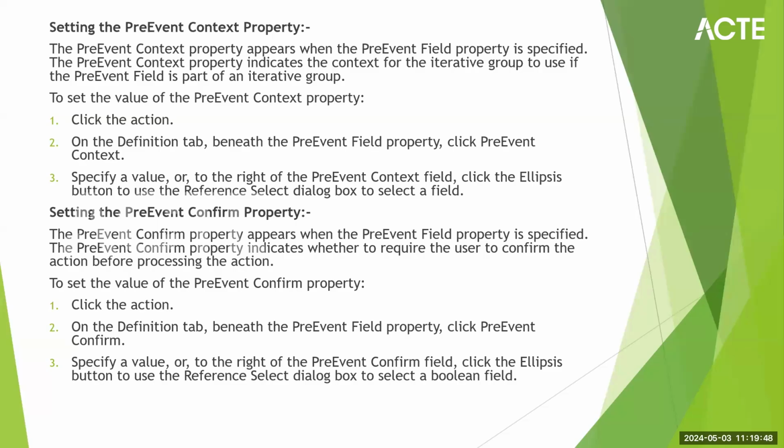How do you do that? Click on the action on the definition tab beneath the pre-event field property, click on the pre-event confirm and specify a value to the right of that. If you have any existing field which is already created with the same value, then you can map it.